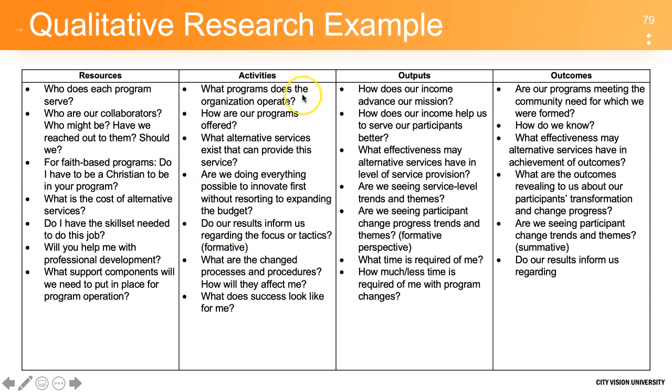Then up in the activities section, after grouping all the questions from these individuals: how are your programs offered? Here's another one. Do our results inform us regarding the focus or tactics? That's a formative type of question, but that's specifically for program operators. And then, what does success look like for me? That's definitely going to be a program participant. Whereas maybe up here, at board level: what programs does the organization operate? I did that for each section of the logic model.